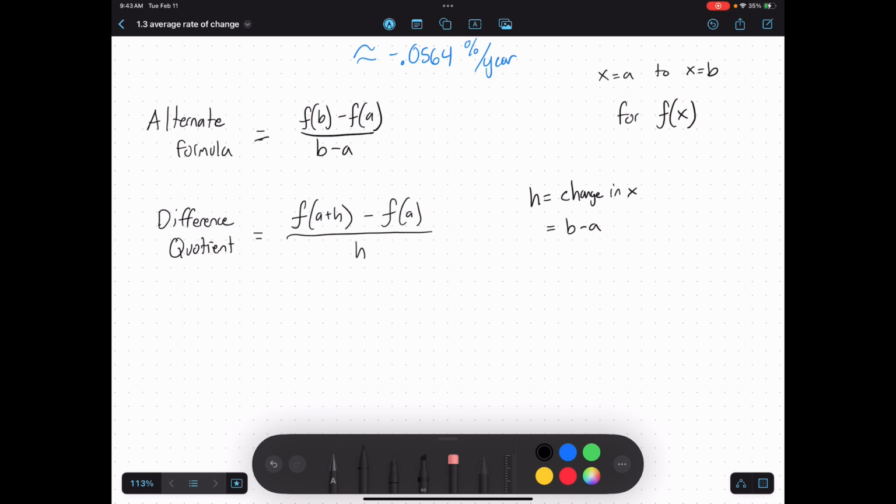And so if we define it that way, notice what happens when I solve for b. B ends up equaling a plus h, which is exactly where this comes from right here. A plus h is effectively just b. And so I can replace b with a plus h, and I can replace b minus a with h. And so it's the same exact formula as the one above, just tweaked slightly to where the notation's a little bit different. But that's the difference quotient. I think you'll see one problem on your homework dealing with that difference quotient. But that's really the main concept behind average rate of change.